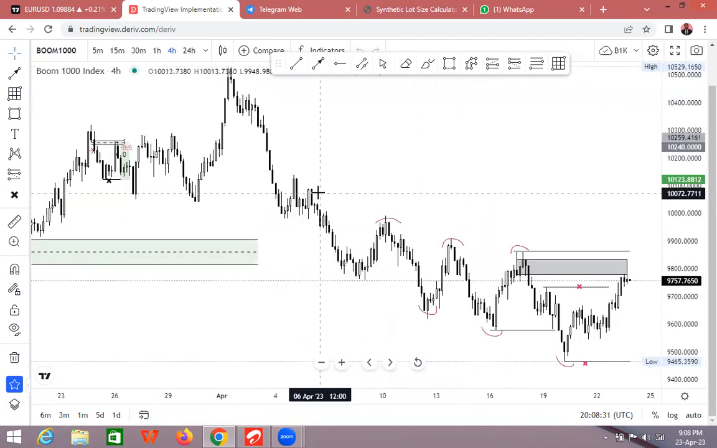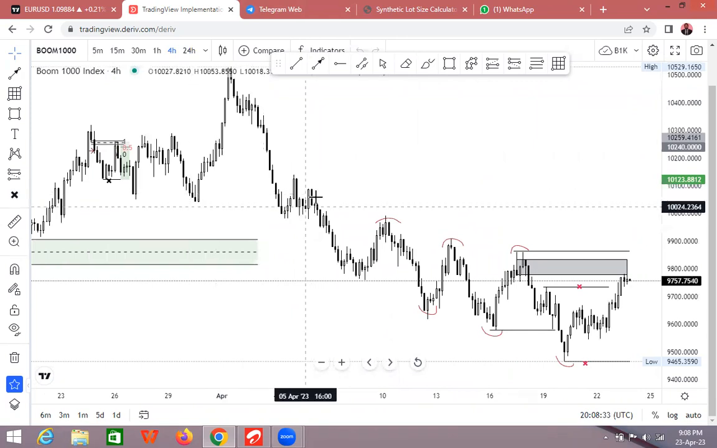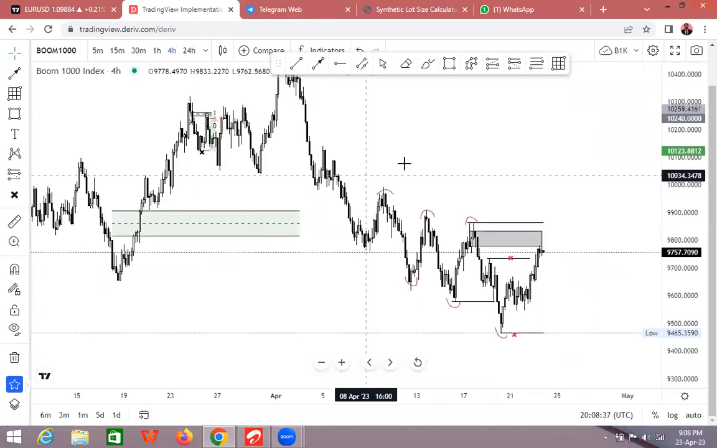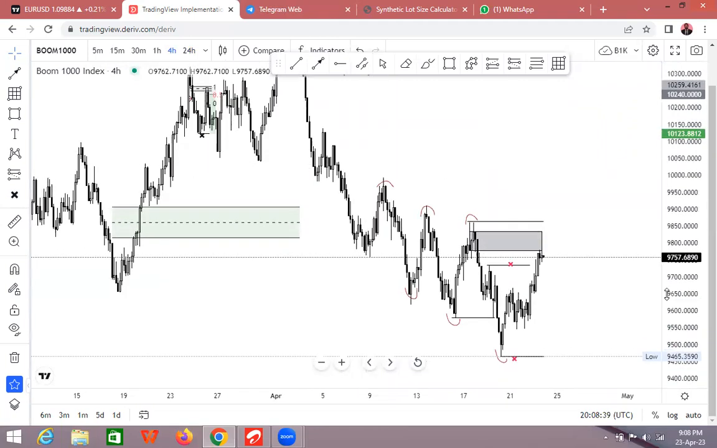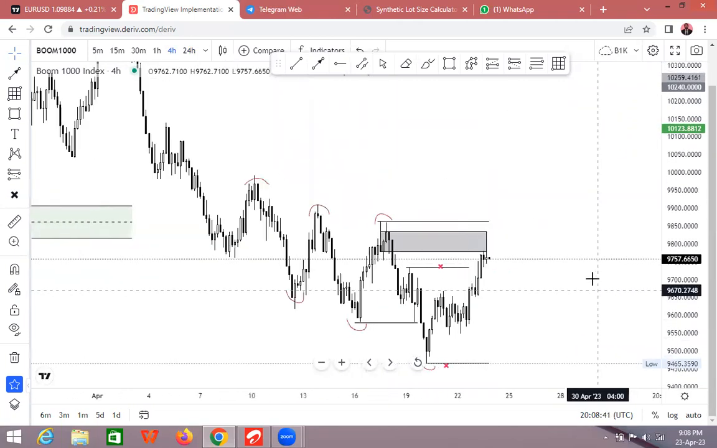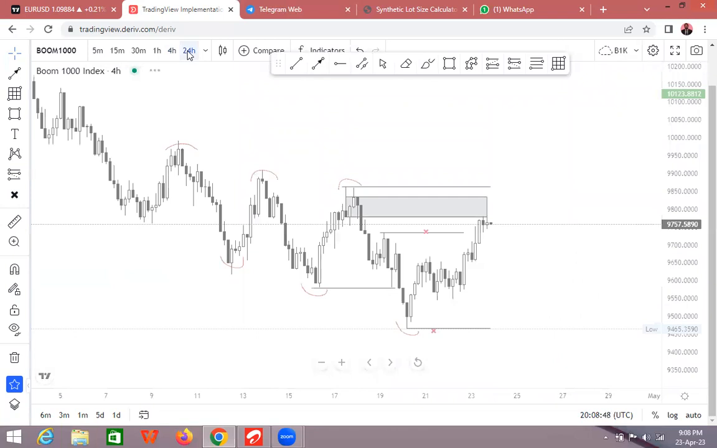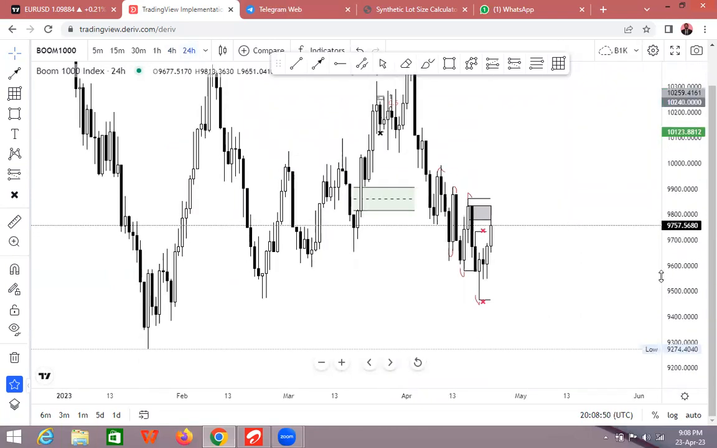All right. This is the Boom 1000 mitigation candle. So, any direction, that candle that captures liquidity and leads to an explosive move. So this is the 4 hours. Let me go to daily first. Let me check the daily first. I think I prefer using the daily.